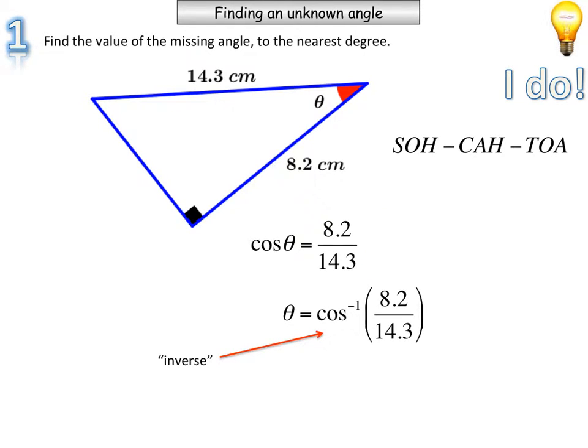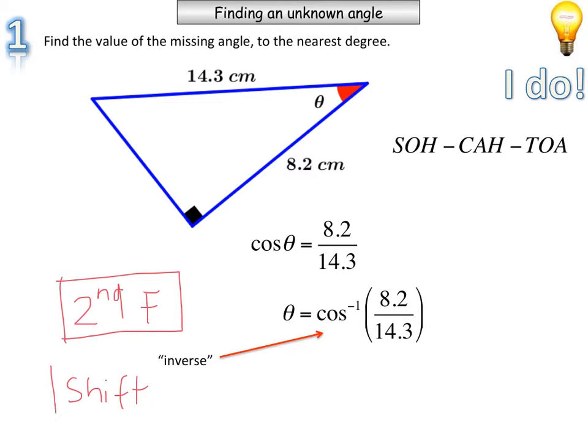Now it's the reverse of what we've been doing, so to work that out, there's a button on our calculator, that's the inverse function, the inverse cos. Depending on what calculator you have, it will be the second function button if you have a Sharp. If you have a Casio, it will be the shift button before you press cos. So you press second function, then cos, then put your brackets, do the 8.2 divided by 14.3, then press equals.